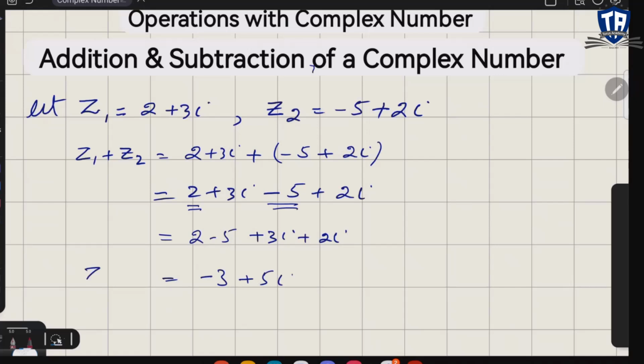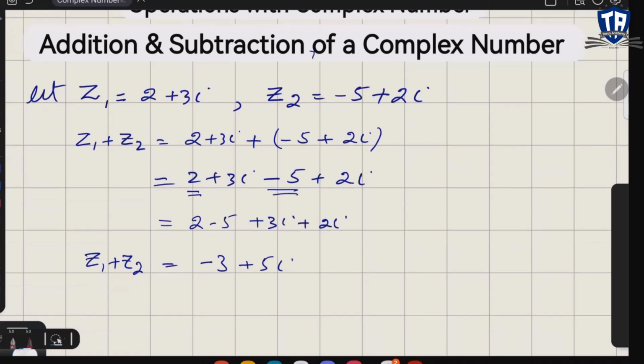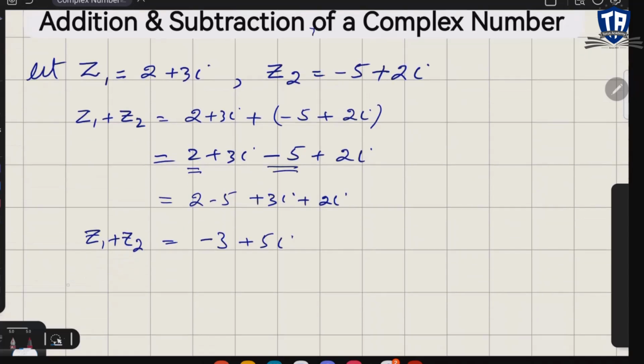So you can see that by adding two complex numbers, we have obtained a result which is also a complex number. It means the procedure which we have followed is correct. You add the real part with the real part, you add the imaginary part with the imaginary part, and then simplify. Okay, next we see particularly the subtraction.